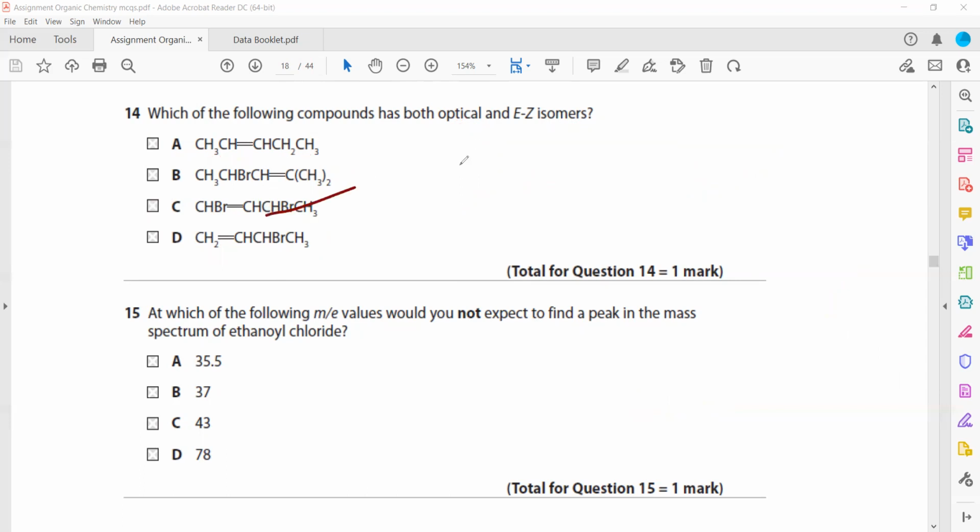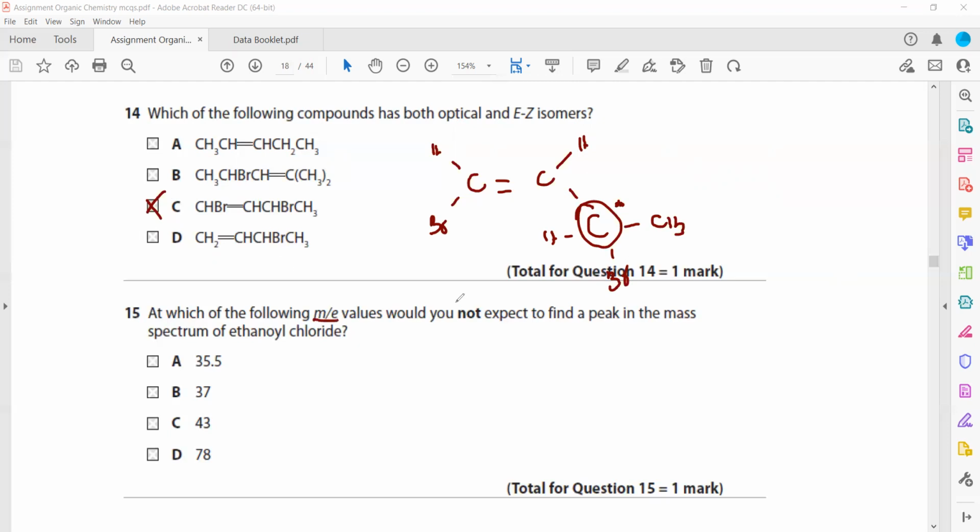Because when we draw, it will be HBr. Always remember the carbon-carbon double bond can never be a chiral carbon. This is having HBr and then CH3. So this is a chiral carbon which has different groups attached to it. So C is the right answer.